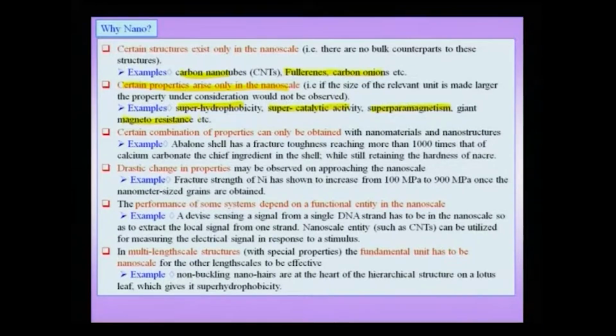An additional factor could be that certain combinations of properties can be obtained only when we go to the nanoscale. We have already seen, for instance, that the abalone shell has good fracture toughness, reaching more than 100 times that of calcium carbonate, while still retaining its hardness. Typically, we note that if a material is very tough, that means it is very ductile and usually less hard. But here you have an extremely hard material which has been engineered, which is also retaining the usual hardness.